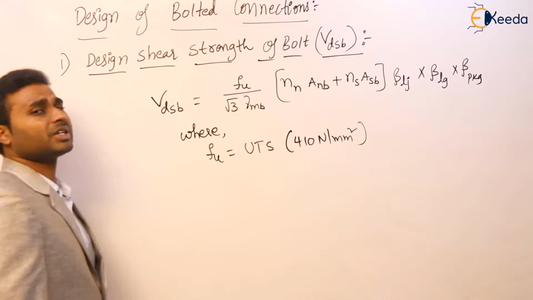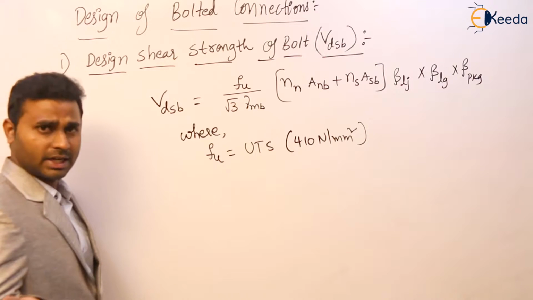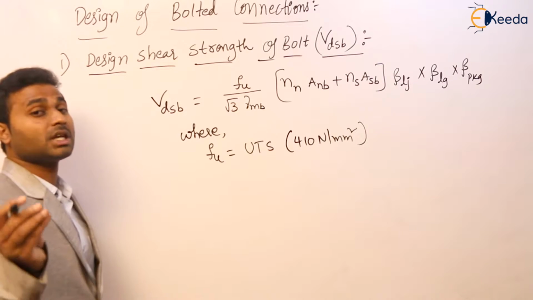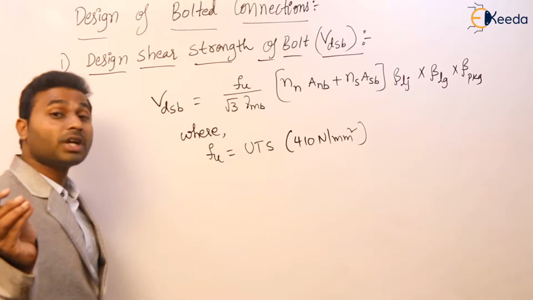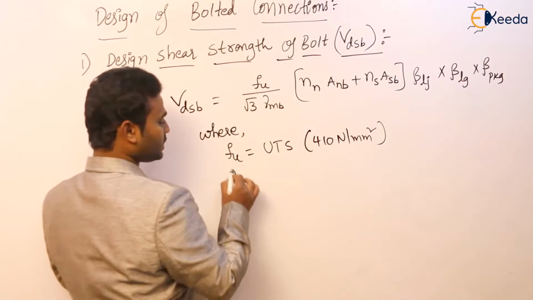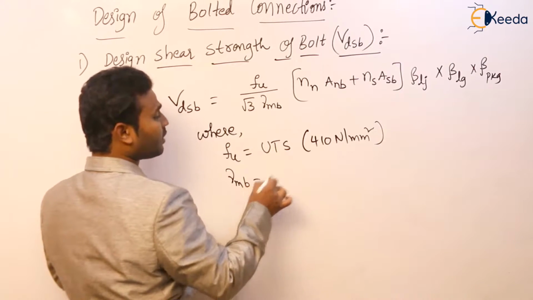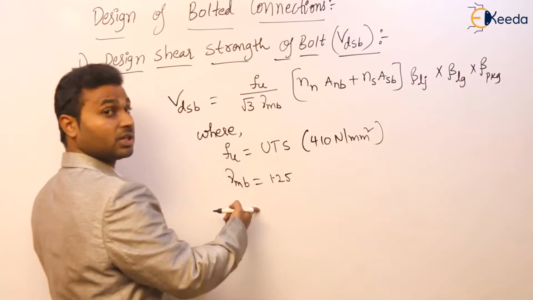And if nothing is mentioned about the grade of the steel, then take it as mild steel, which has a yield strength of 250 Newton per mm square and ultimate tensile strength of 410 Newton per mm square. That is Fu. And gamma mb, this is the partial factor of safety for bolts. It is 1.25. We have discussed it in the introduction to the limit state itself.